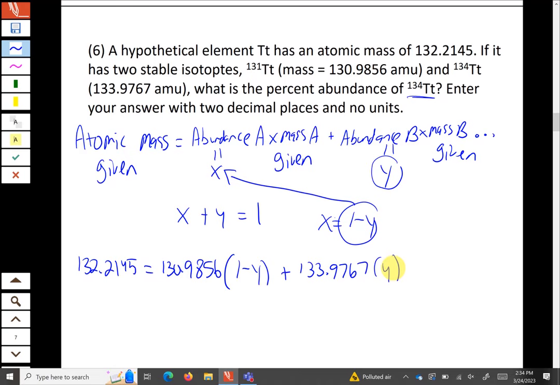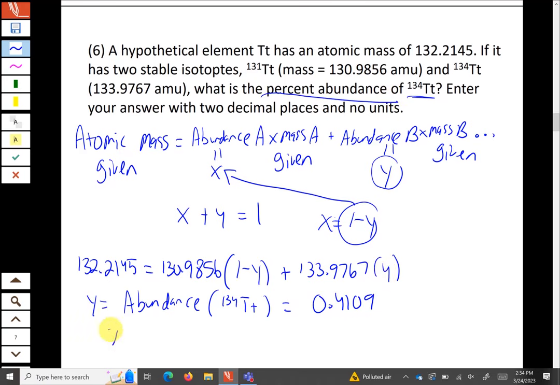It doesn't matter what you call x and what you call y or which one you solve for first. Those are all arbitrary, but we're solving for y here as I've defined it. And so then we just do some algebra to solve for y, which I'm not going to go through in a lot of detail. But y is representing the abundance of that isotope that we're looking for, the 134 isotope. And it comes out to 0.4109. That's the fractional abundance, but we want the percent. So don't forget the difference between those.